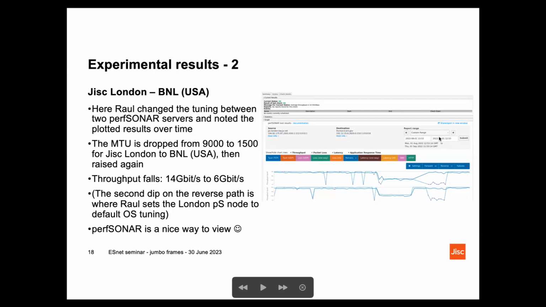The other really interesting thing there, which I asked him about because I wasn't quite sure what he did, is that the dotted line that dips later there, he made another change, which was to change the London, our perfSONAR node, to the default OS tuning. We generally follow the Fasterdata advice and maybe tweak it a little bit. But that shows you the drop in throughput you get if you don't tune the system, which I thought was another quite nice way that perfSONAR is showing that in a nice visual way.